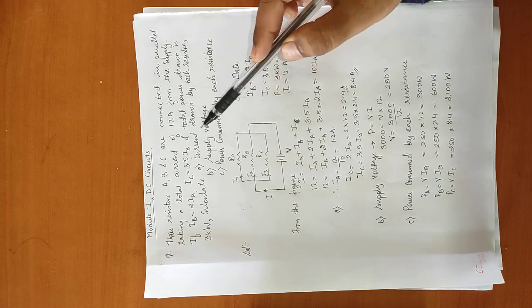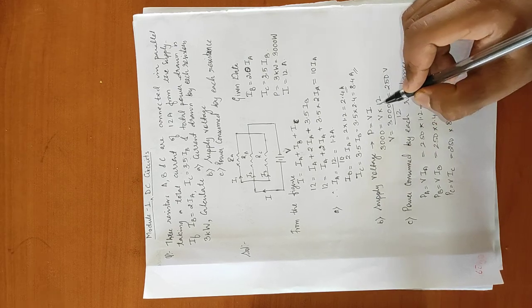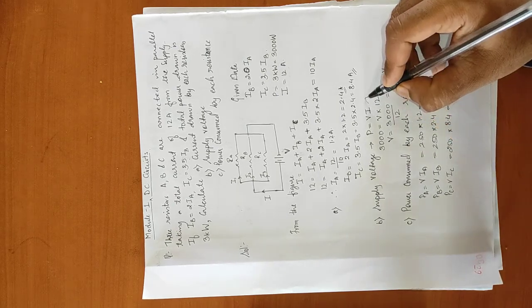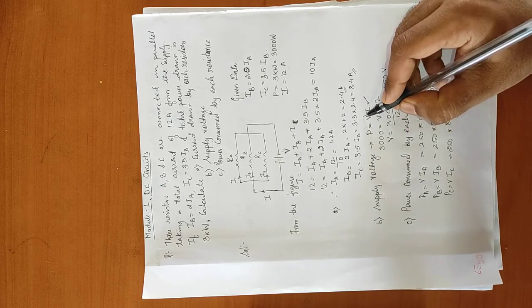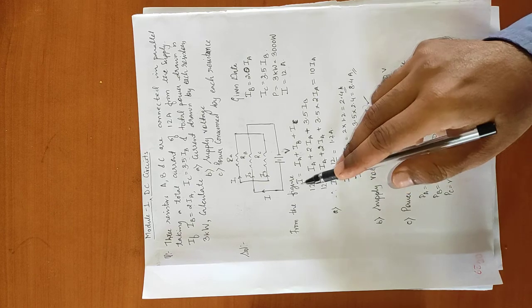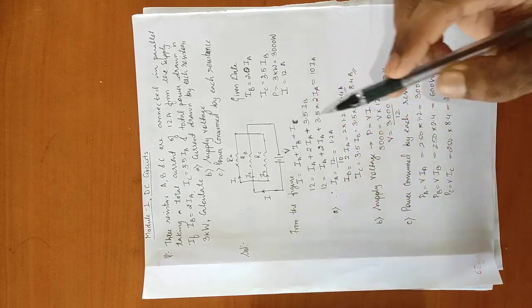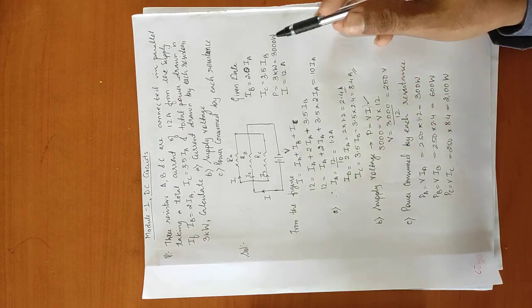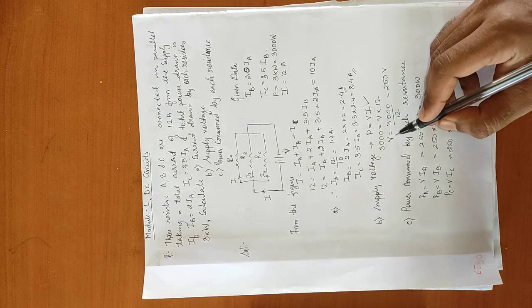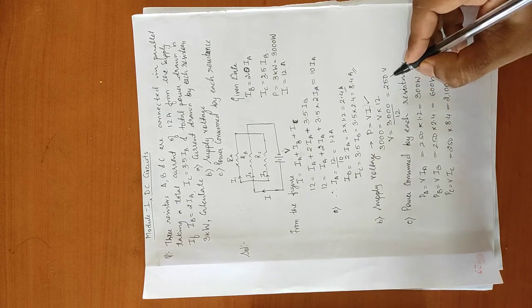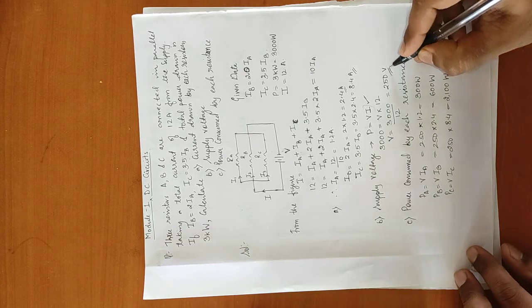Second thing is to calculate the supply voltage. The formula is P is equal to VI. Why are we using this formula? Because we have the value of power, and we got the value of the total current I. Therefore we can easily calculate the supply voltage. The power is 3000 watt, current is 12. Therefore V is 3000 by 12. The answer is 250 volt. So this is the supply voltage.